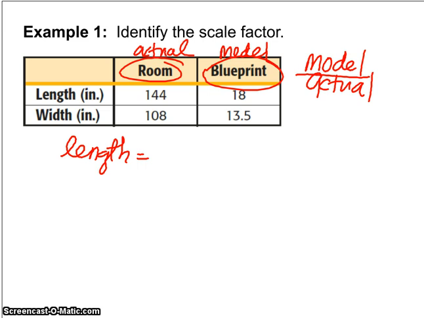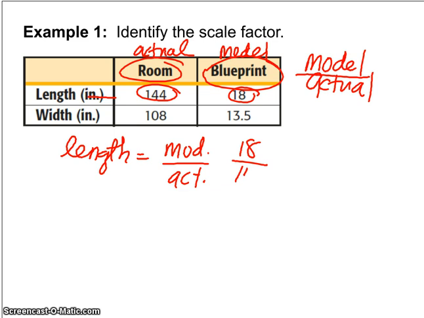So all you have to do is take the information again. Let's focus on length. Again, model over actual. I'm going to abbreviate here. The model for the length is 18 over the actual length of the room, which is 144. Go ahead and grab your calculators and simplify. Both of these numbers are divisible by 18 actually. So this simplifies to get the ratio of 1 to 8.